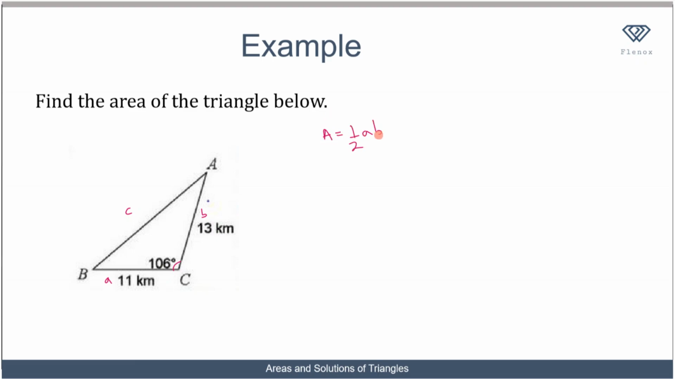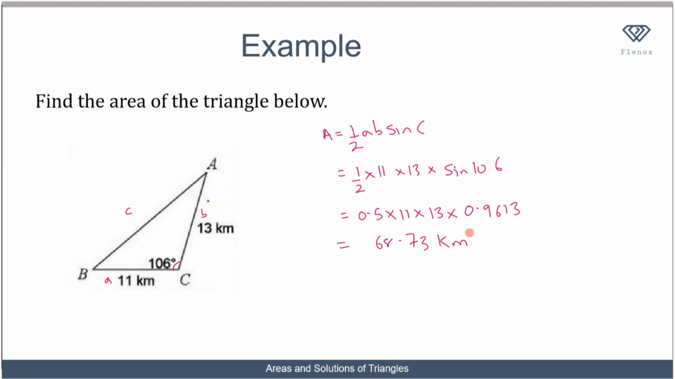So my area in this case will be equal to what? Half times a times b times sine C, and that will be half times my a is what? 11, my b is 13, times sine 106. This becomes 0.5 times 11 times 13 times sine 106, which is 0.9613, and that becomes 68.73. And what is the unit of area? We have what? Kilometers squared, unit of length squared. So this pretty much sums up how we find the area of a triangle when we know the length of two of the sides and the angle between those two sides that we know.